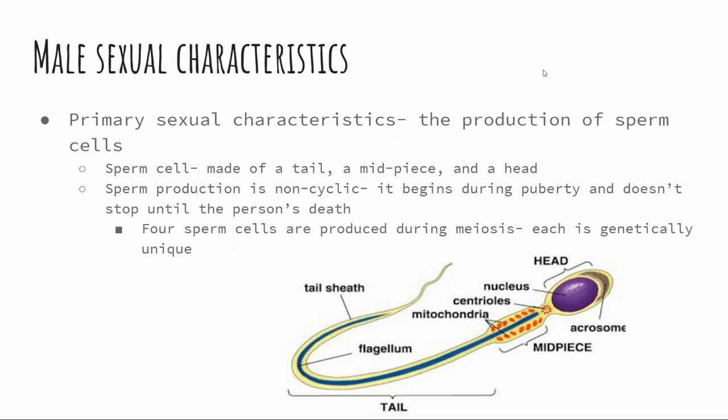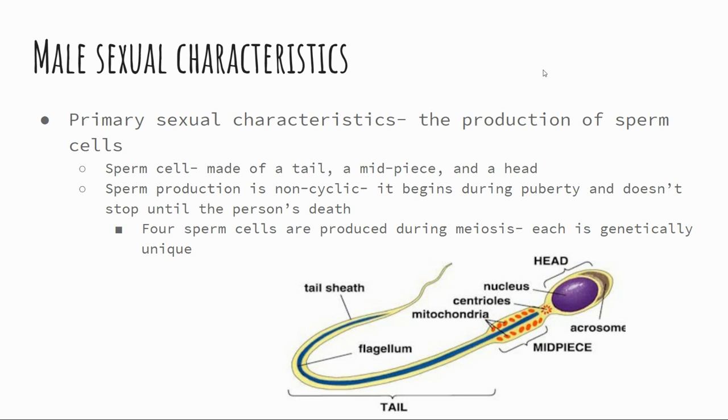So male sexual characteristics, you have primary and secondary sexual characteristics in both males and females. The primary sexual characteristic in males is the production of sperm cells. Sperm cells are made of a tail, a midpiece, and a head, as you can see here in the picture on the screen. Sperm production is non-cyclic, which means it begins during puberty for a male, and the males do not stop producing sperm until that male dies.